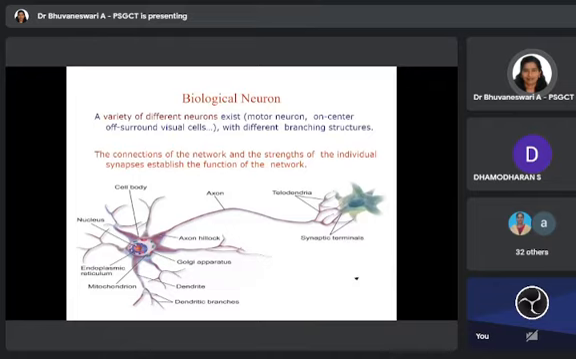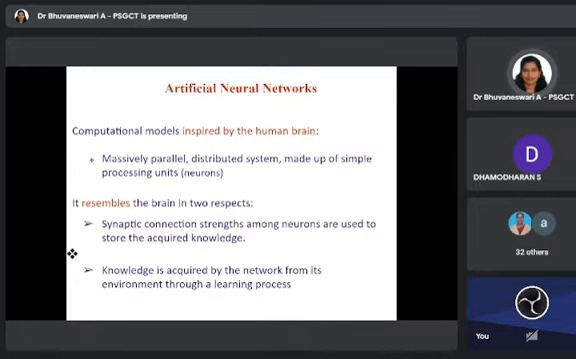Okay, so the structure is adopted. So this is a biological neuron. Based on the structure, artificial neurons are designed, and grouped as a network, which we call neural networks, artificial neural networks. Okay. So what is an artificial neural network? It's nothing but a computational model of the human brain.